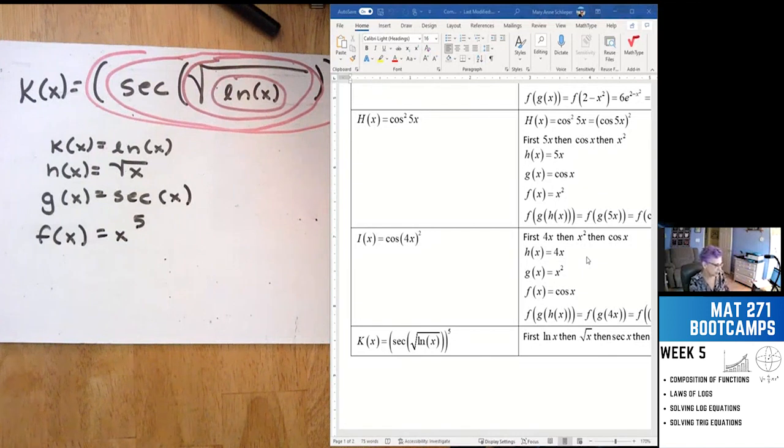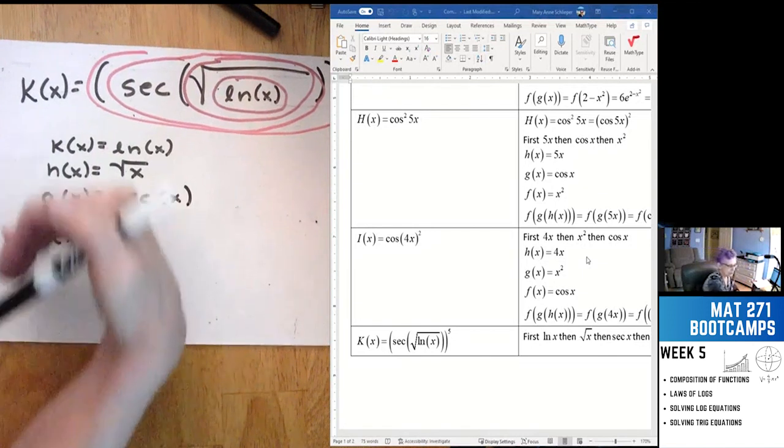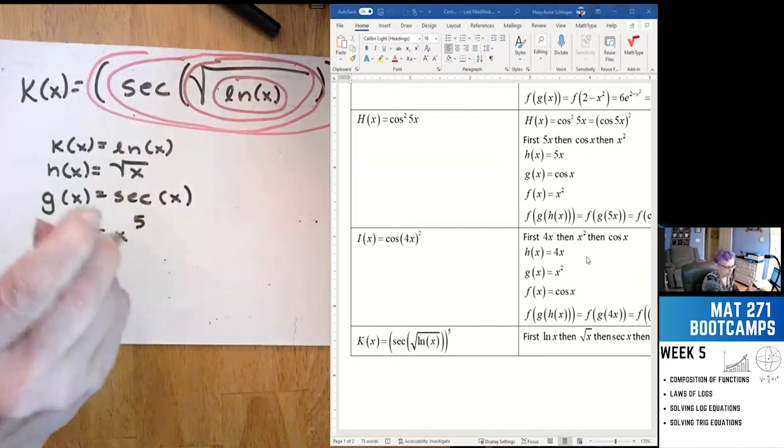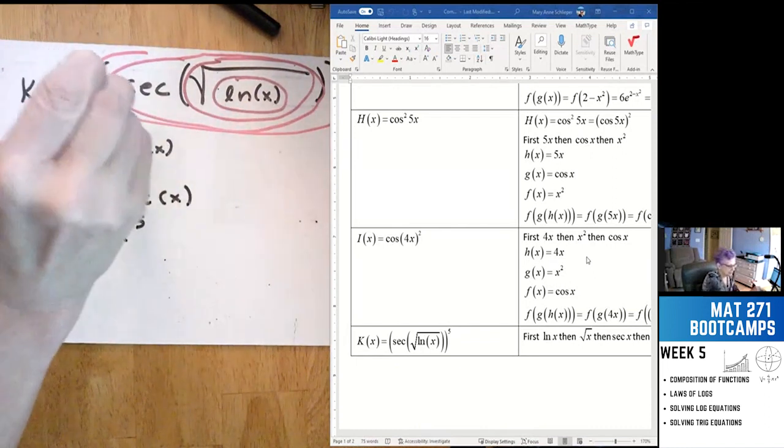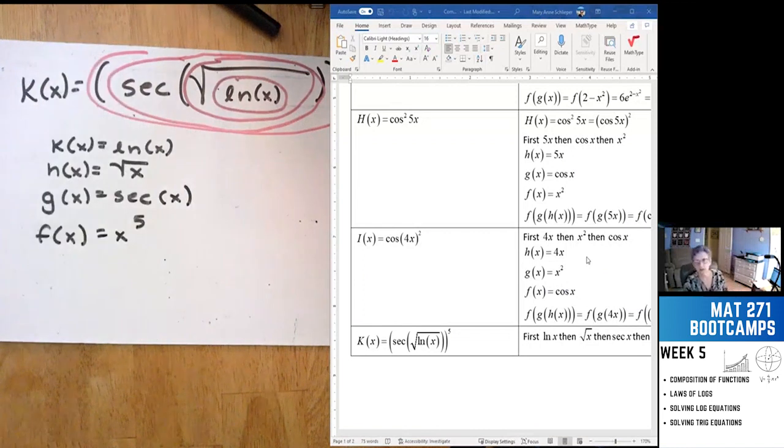So if you were using the chain rule, you kind of do this backwards. You differentiate this, then that, then that, then finally natural log. Any questions on composite functions? No, ma'am. Hopefully that helped a little bit.